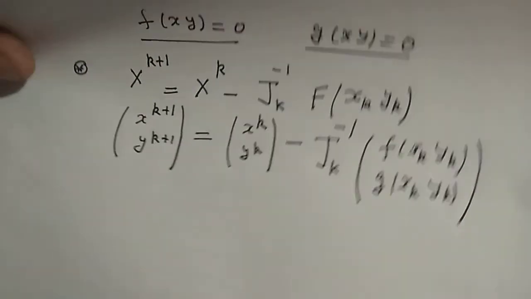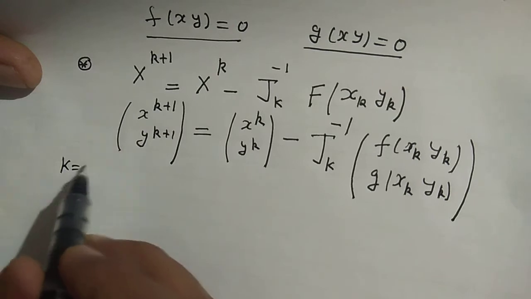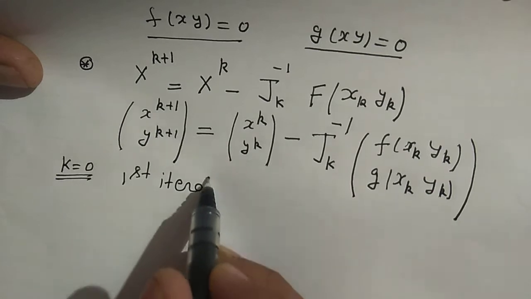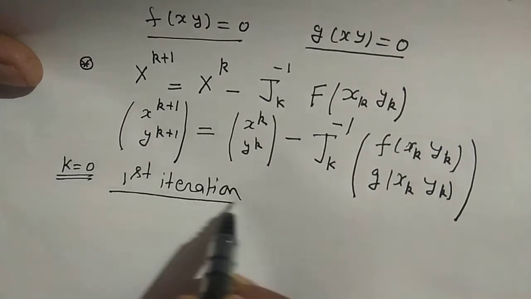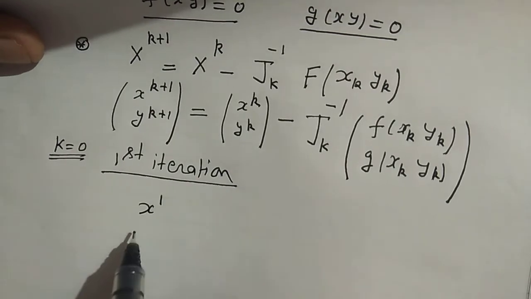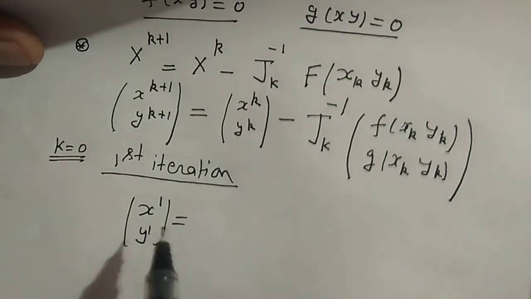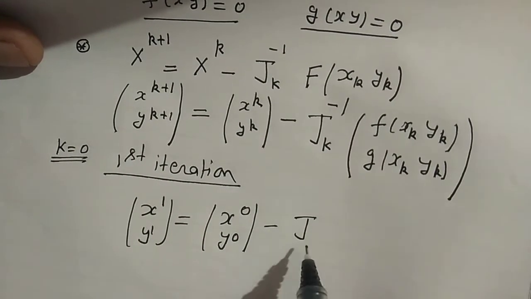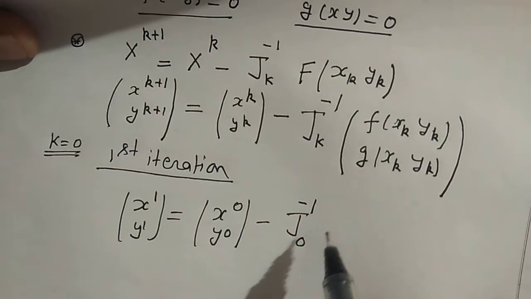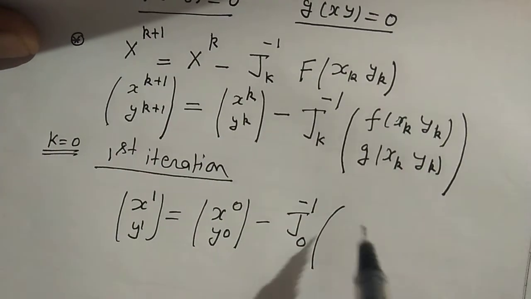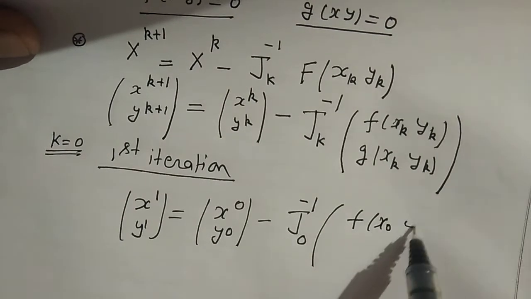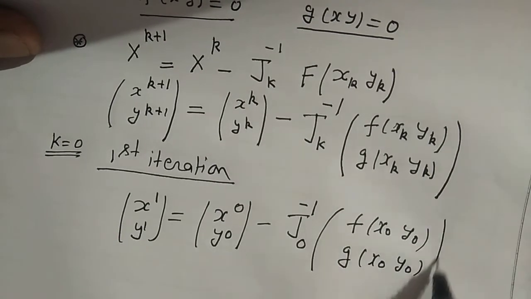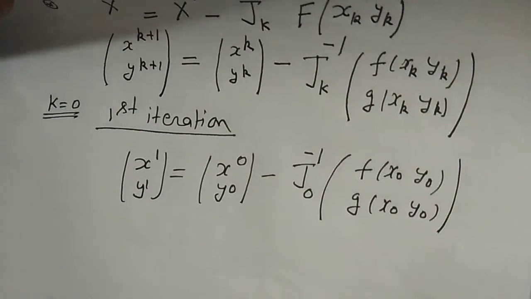Okay, so for first iteration let us have k equal to 0. So we get x1, y1 equal to x0, y0 minus inverse of the Jacobian matrix at the point x0, y0, and we need to calculate this f and g at the point x0, y0, where x0, y0 are the initial approximation.